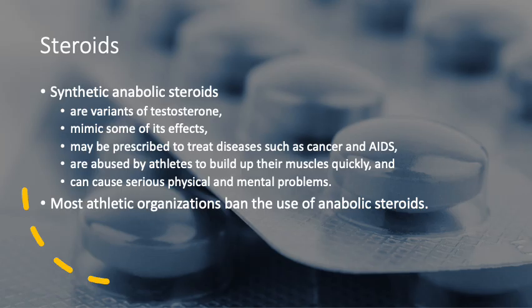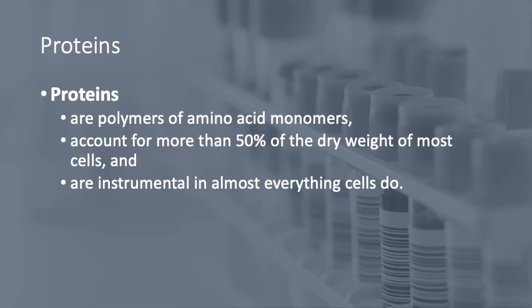Synthetic anabolic steroids are modified forms of testosterone that are designed to mimic some of its effects in the body, especially those related to muscle growth. In medical settings, these compounds can be prescribed to help treat conditions such as cancers or AIDS, where patients experience severe muscle loss. Outside of medicine, anabolic steroids are sometimes abused by athletes to increase muscle size and strength more rapidly than would be possible naturally. This misuse can disrupt normal hormone balance and lead to serious physical and mental health problems.